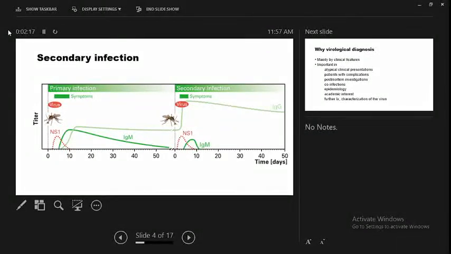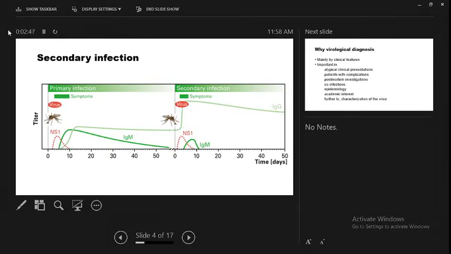Then in dengue, it's a bit different because you can get infected with another serotype. So this is primary infection, which I have explained. At the secondary infection, when you are infected, you already have IgG. So from day one, the IgG antibodies will shoot up to large levels. So the IgM response in secondary dengue is very poor, and your diagnostic test sometimes cannot detect an IgM response.